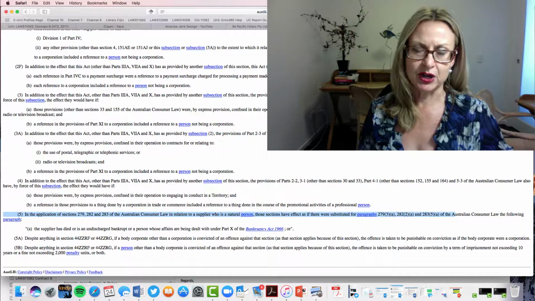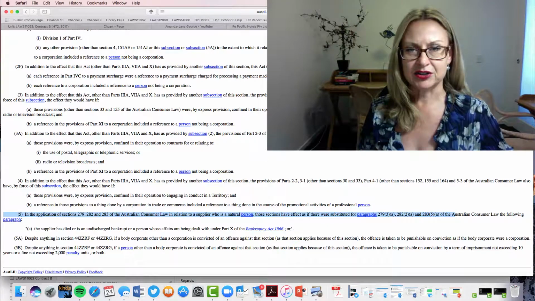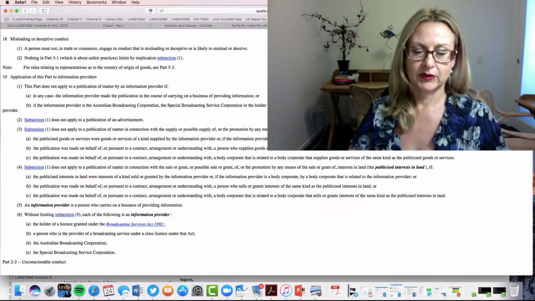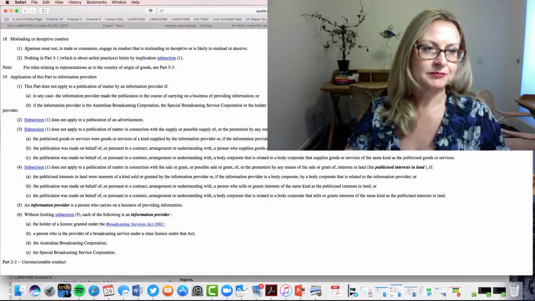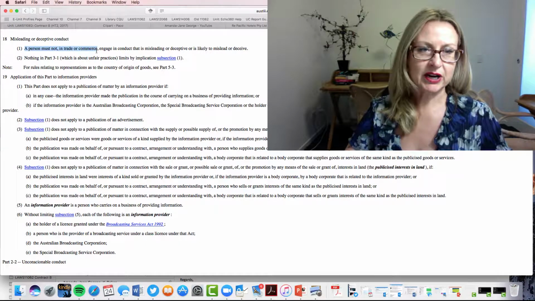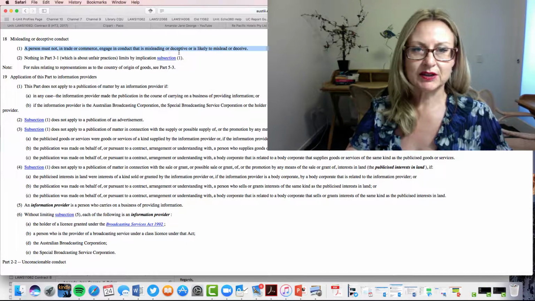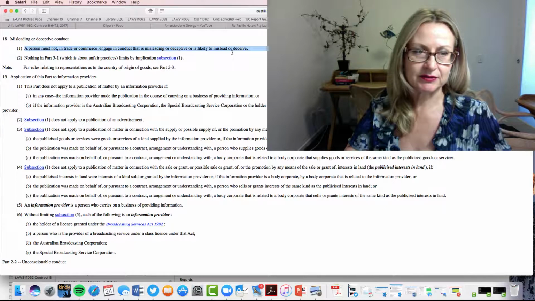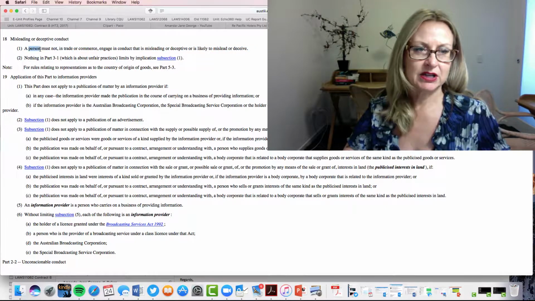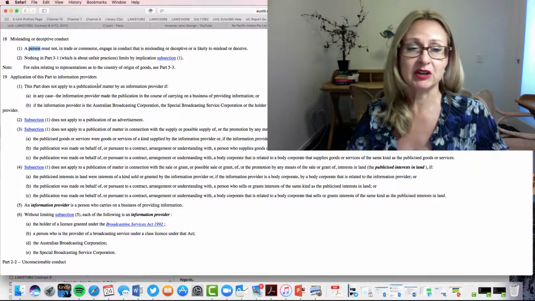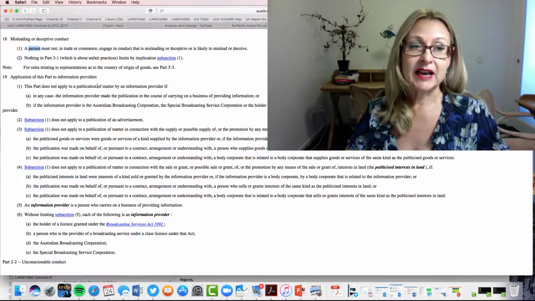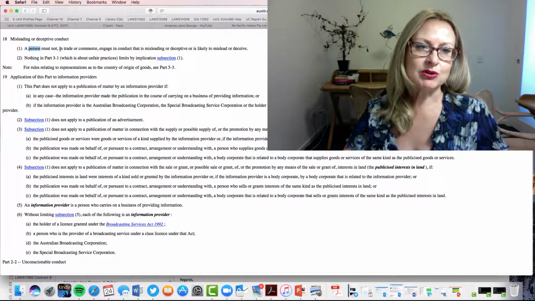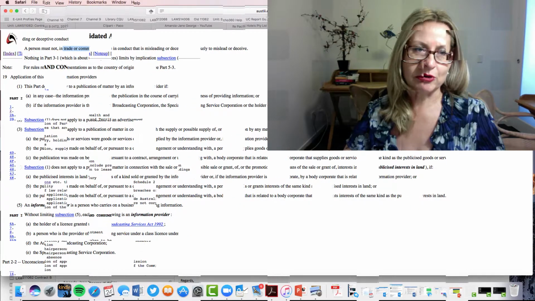So the next thing we need to do is look at the elements of an action under Section 18. So turning back to Section 18, here we are, and it says a person must not, in trade or commerce, engage in conduct that is misleading or deceptive or is likely to mislead or deceive. We've already talked about the issue of who exactly is a person. It can be a company, it can be a natural person, it can be a natural person under the accessorial liability provisions. Must not, in trade or commerce.